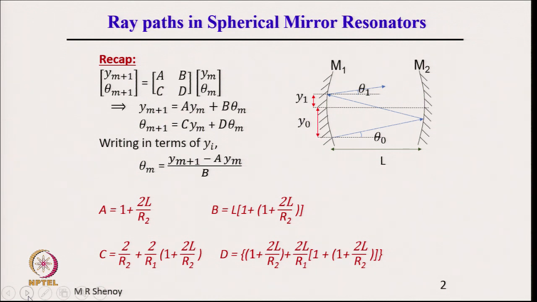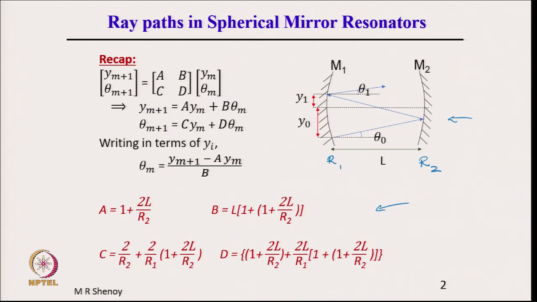A very quick recap. For a given spherical mirror resonator with mirrors M1 and M2 with radii of curvature R1 and R2 separated by a distance L, we can find a ray transfer matrix, the ABCD matrix, the elements of which are given here: A, B, C, D. The elements, as we note, are in terms of the radius of curvature and the separation between the mirrors.